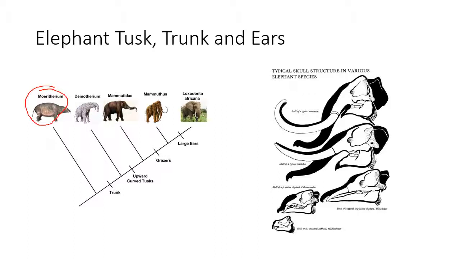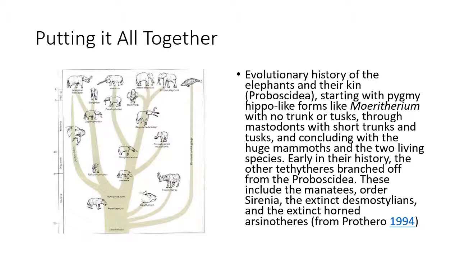Then you see the elongation of the trunk here, and then the development of the tusks upward and curved. And then you see a transition into eating plants and all the species after this. And then you see an enlargement of the ears, finally leading to modern elephants. So you see these slight changes over time within the fossil record. And here's an example of aiming to piece that all together in a little bit more detail.